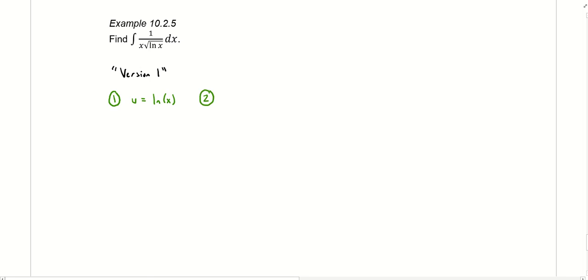So in step 2, I differentiate that. The derivative of u with respect to x is going to be 1 over x from the natural log of x. And then in step 3, I want to solve this for dx. So let's multiply dx to both sides. So I get du equals dx over x. And again, I'm just doing this all in one line here. If I multiply both sides by x, I'm going to get dx equals x times du.